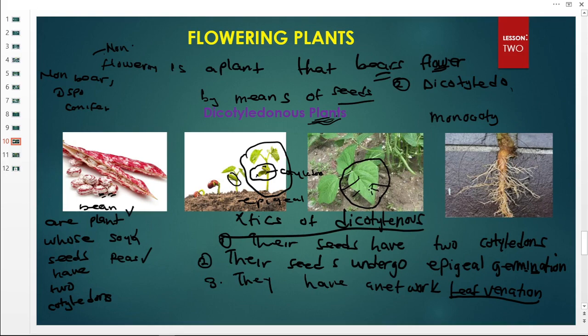But now these veins are arranged in the form of a net. So they are forming a network. So all dicot plants have network leaf venation, as you are seeing.